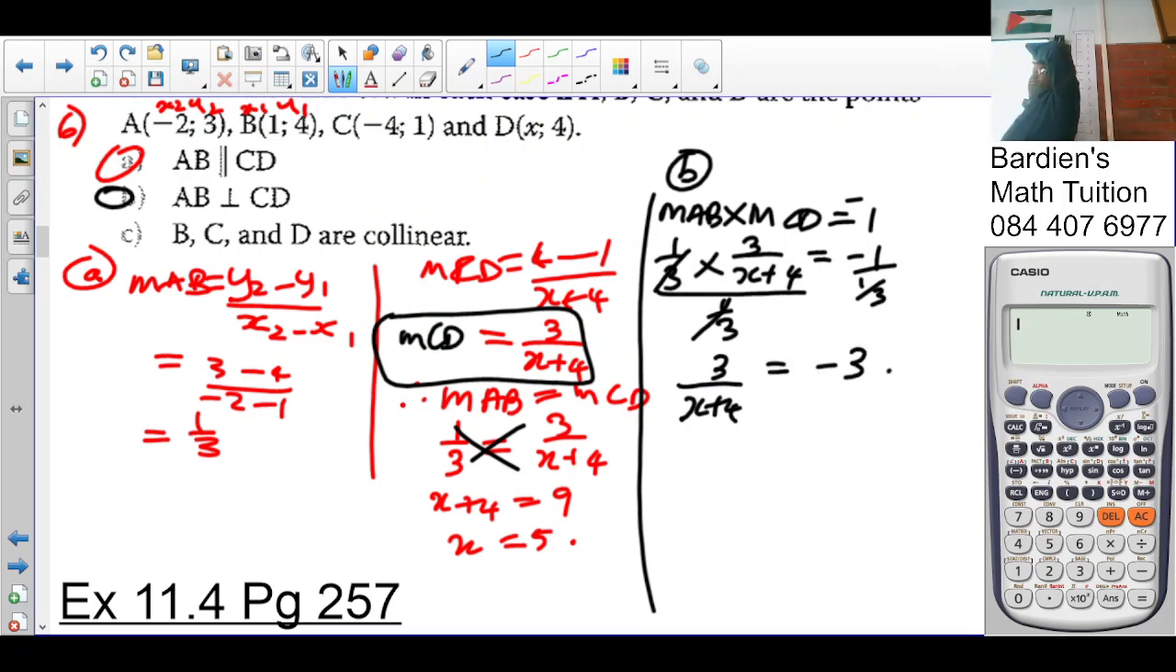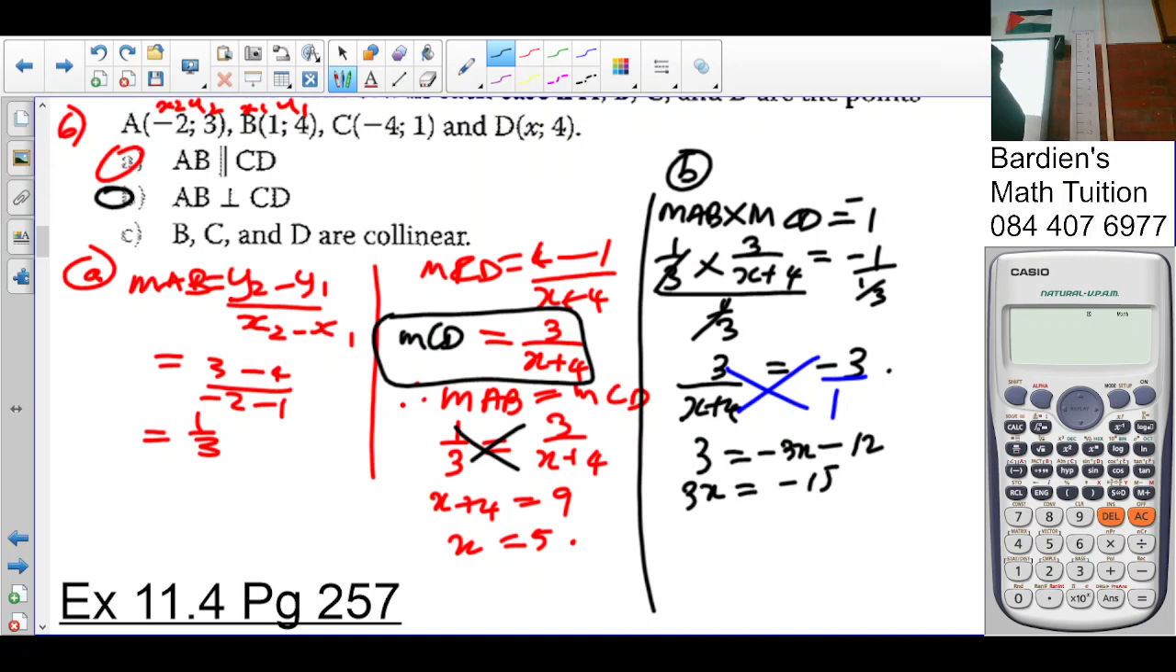You all agree with that? Now what do we do? Cross multiply. So that's going to give us 3 is equal to negative 3 times x, which is negative 3x. Negative 3 times 4 is negative 12. Now we solve for x. So 3x is equal to negative 15. x is equal to negative 5. Is that correct? Yes. Right.